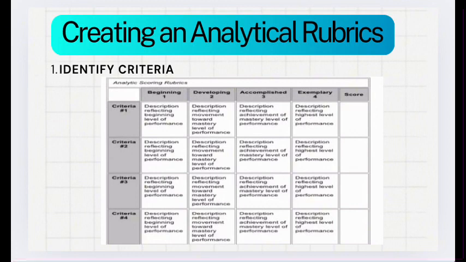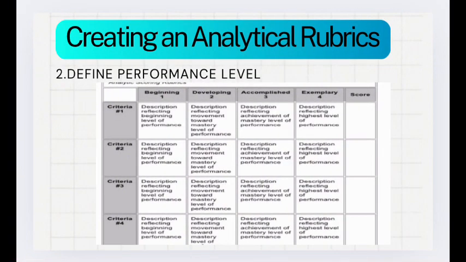So first is identify criteria. You can start by identifying the specific criteria you will use to evaluate the assignment or performance. These criteria should be directly related to the learning objective. The next step is define performance levels. So you need to establish a scale of performance levels for each criterion. For example, as you can see in the picture, it is beginning, developing, accomplished, exemplary, which is a 4-point scale.